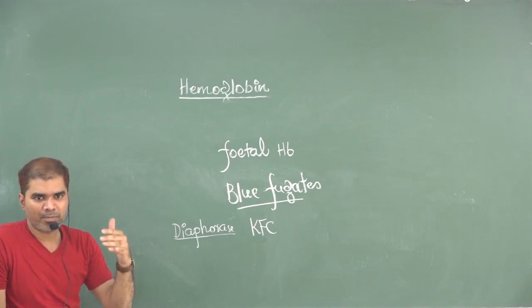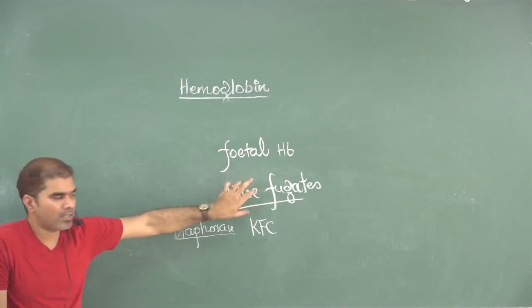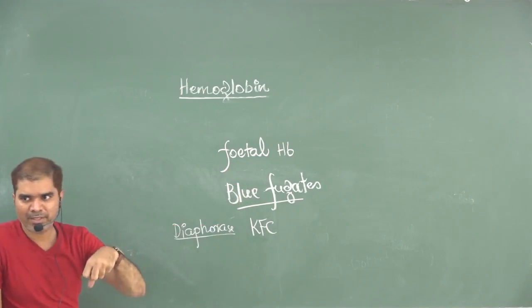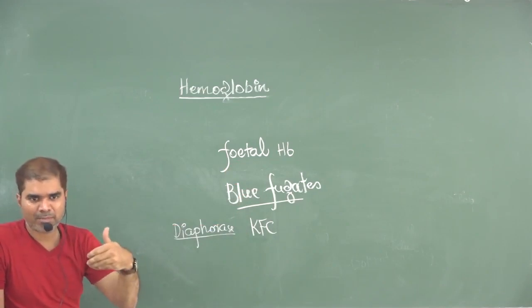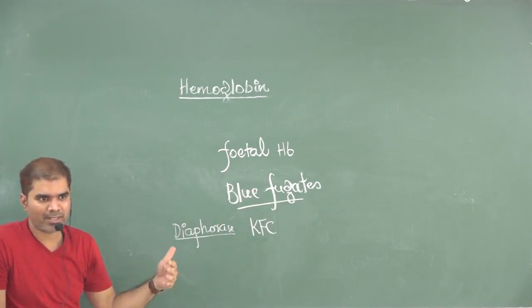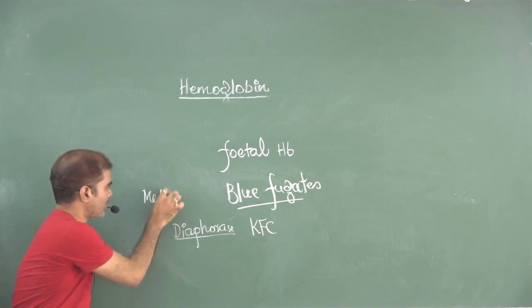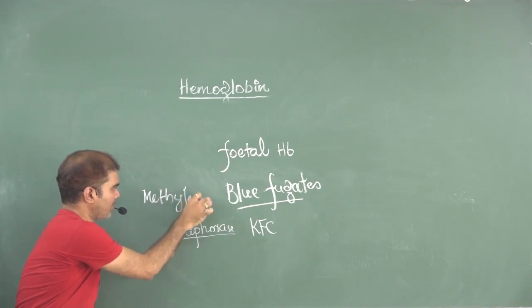Those babies, or Blue Fugates, they call it blue because the blood will be looking blue from outside. It will lose the oxygen binding capability and finally the persons will die. There is one medicine for them. That medicine is methylene blue. You might have heard about this.